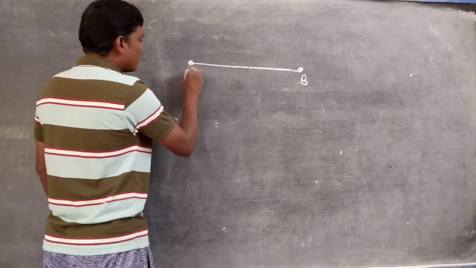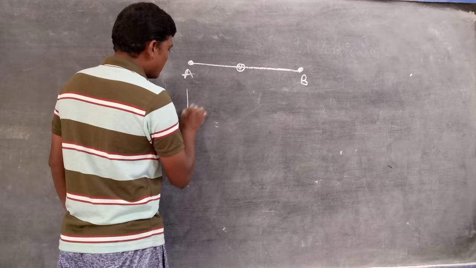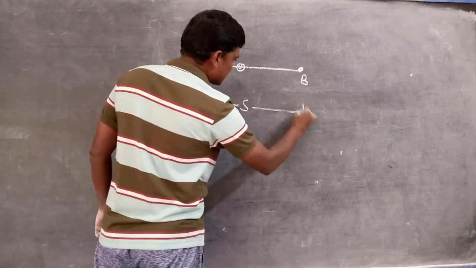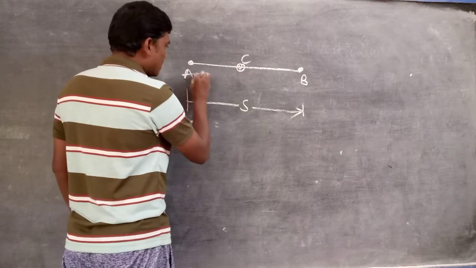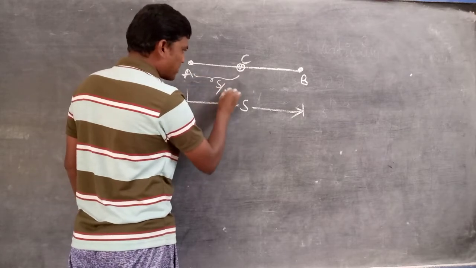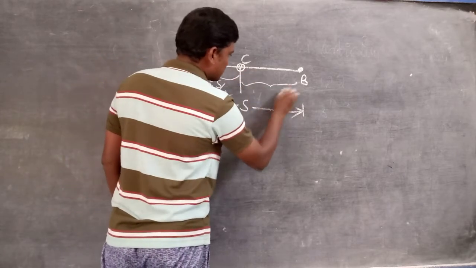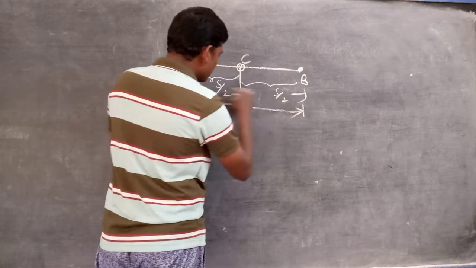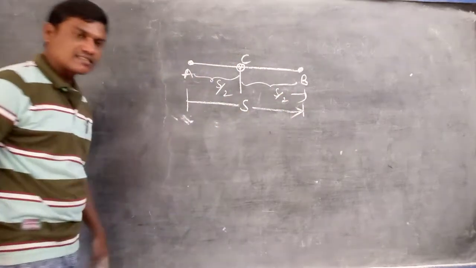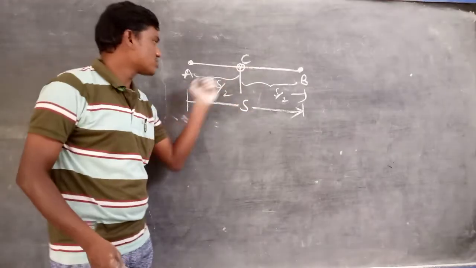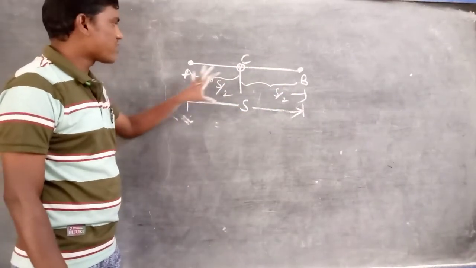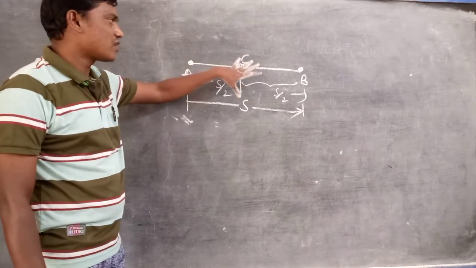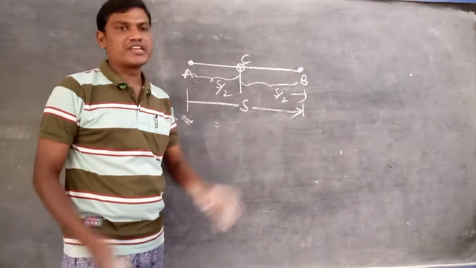Now here, the total distance you can say is S. From A to B, C is the midpoint. Half of the distance means S by 2, from A up to C it is S by 2. S by 2 plus S by 2 is totally S. A is the starting point and B is the ending point of the car. Now we can find the average speed of the car from A to B during its journey.